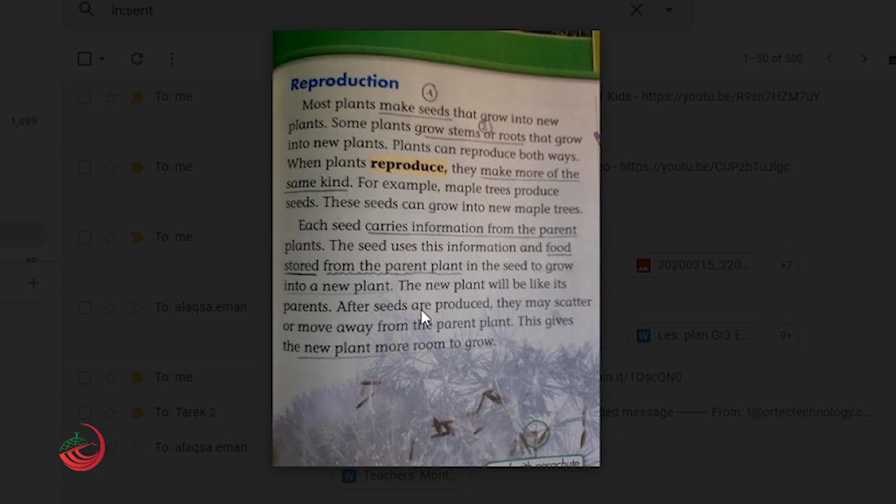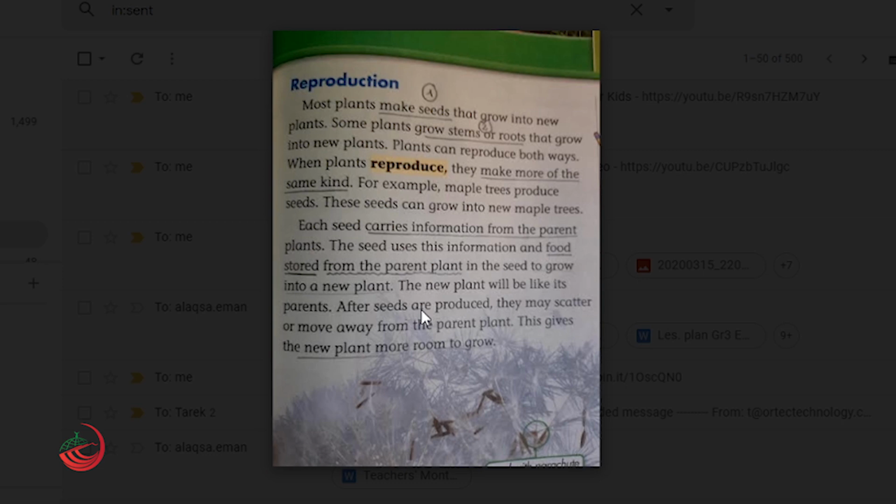This process is called reproduce. When a plant reproduces, it makes more of the same kind. You know, the highlighted word is what we saw in the key features. The highlighted word means it is an important word, an important word that we must know its definition or its meaning.